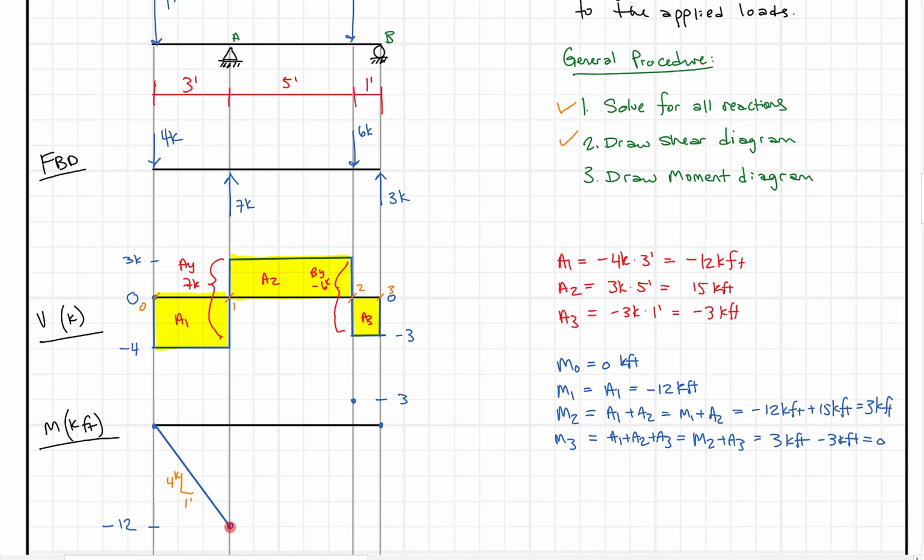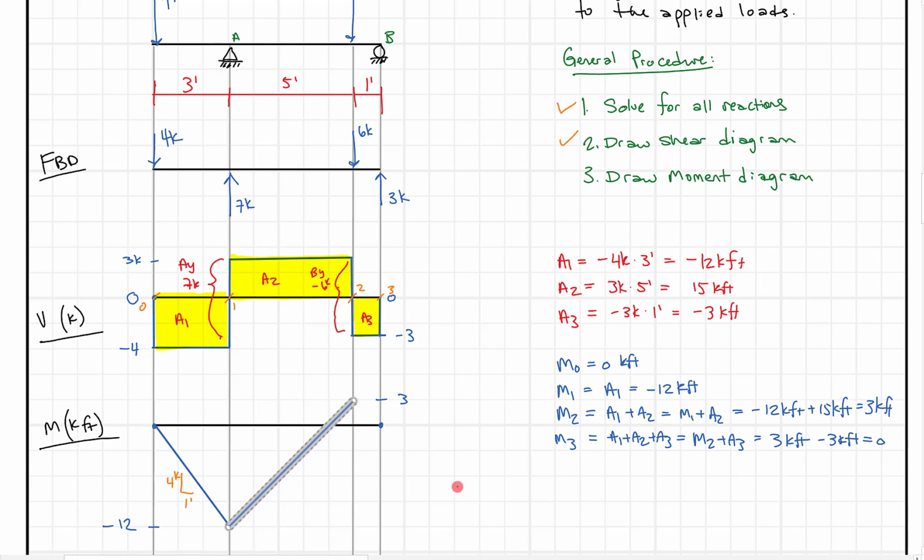And then when we go here, we're going to go up at 3 kips per foot until we hit 3, right? We're going to go up this area, this 15 kip feet, right? Between minus 12 and 3, we're going to go up 15 all the way to this point. And to connect that, since we have a constant slope, a horizontal line shear here, we're going to have a linearly sloping moment diagram. So that moment diagram is going to come up and just end like that.